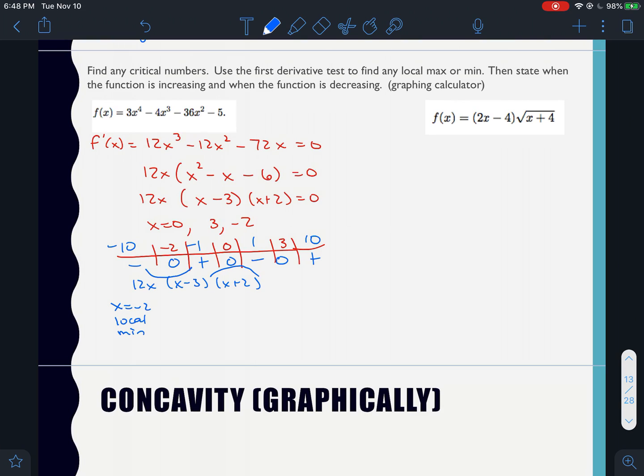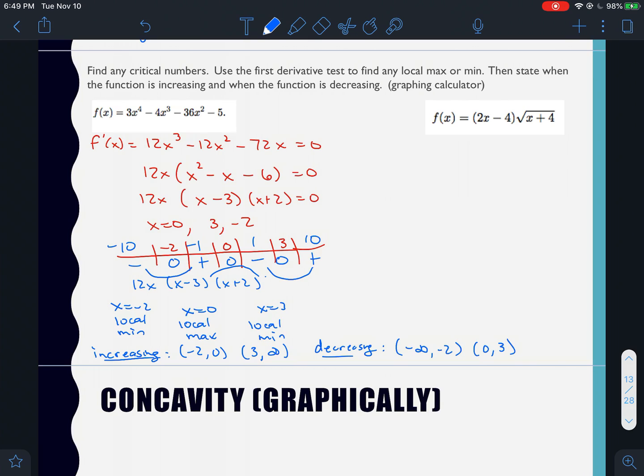So my derivative changes from negative to positive at x equals negative 2, so that would be a local minimum, or a relative minimum. And then it changes from positive to negative at 0, so at x equals 0, I'd have a local maximum. And then it changes from negative to positive at x equals 3, so I'd have a local minimum again. And then my function is increasing where the derivative is positive, and the derivative is positive between negative 2 and 0, and then 3 to infinity. And then my function is decreasing where the derivative is negative, so from negative infinity to negative 2, and between 0 and 3.